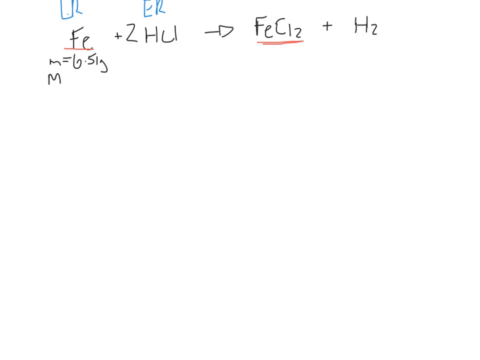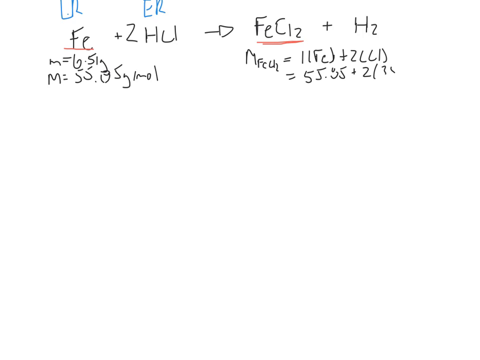So the molar mass of iron, that's an easy one. I can read it right off the periodic table, and I am going to see that my molar mass of iron is 55.85 grams per mole. My molar mass of iron(II) chloride is a little bit more difficult, right? So I have 1 iron and I have 2 chlorines. So I'm going to take my mass of 1 iron, which is 55.85, and I'm going to add to it 2 times 35.45, that's my mass of chlorine, and that is going to give me 126.75 grams per mole.